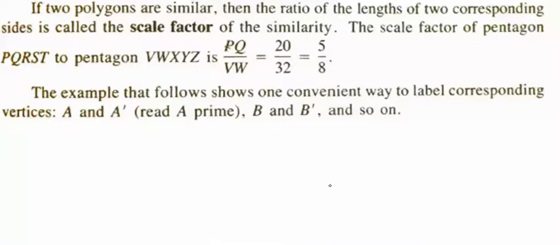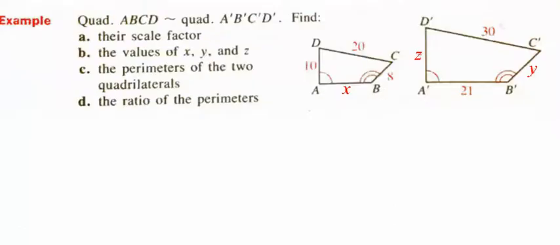The similarity ratio, the scale factor of the similarity. Let's highlight that. The scale factor of the similarity of pentagon PQRST to pentagon VWXYZ is 5 over 8. The example that's going to follow shows a convenient way to label corresponding vertices, A and A prime. So A will correspond to A prime, B will correspond to B prime, and so on. So here's our example.